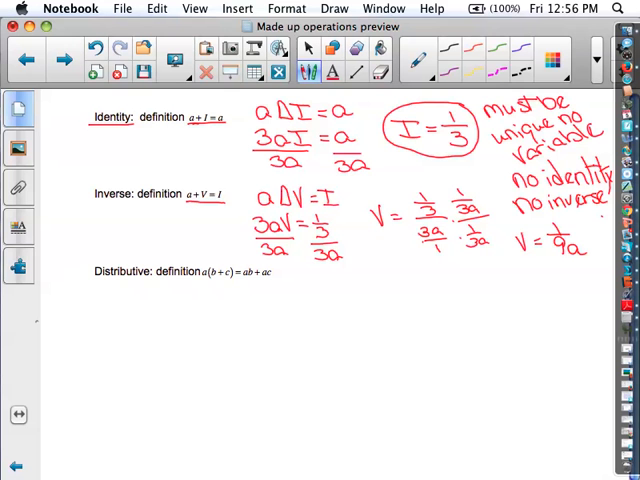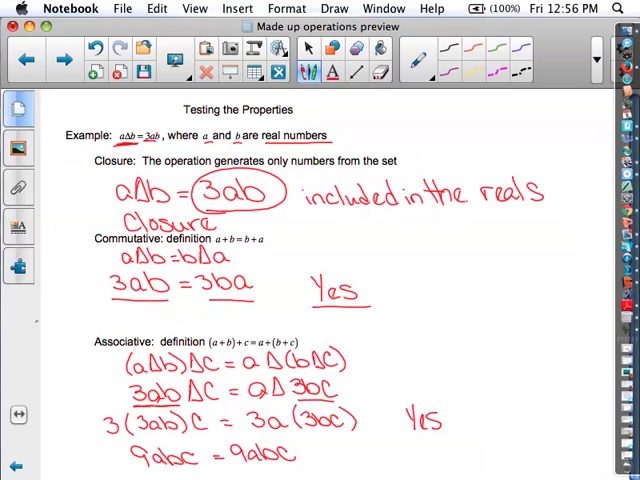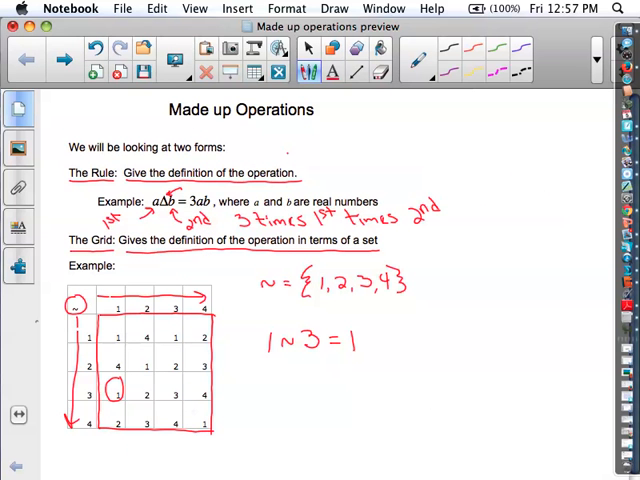We're going to test these same properties when we use a grid, as in this previous grid. We're going to try that with those same properties on Monday, and then we'll actually do the notes for you to record in your note packet. I just wanted you to have a preview of made-up operations so you could become a little familiar with it, and that you might have some questions prepared on Monday so we can talk about that.